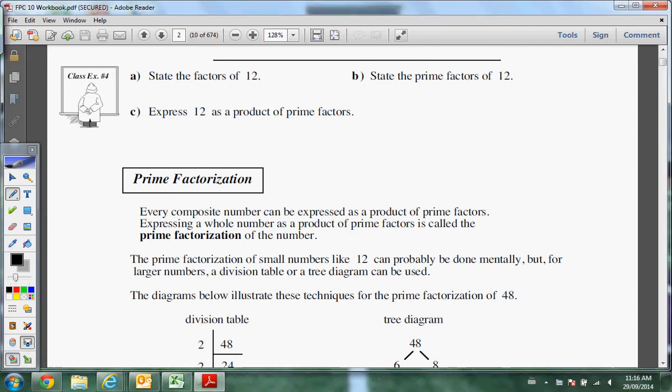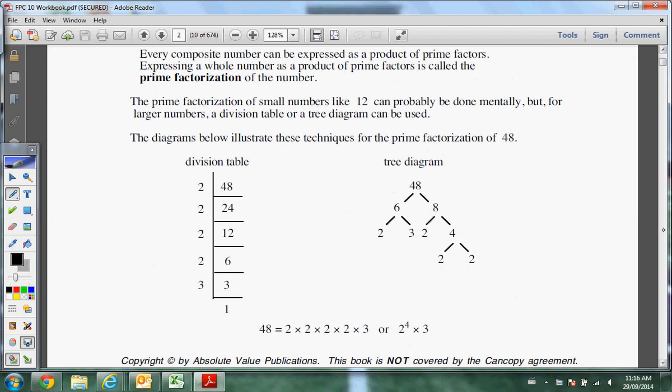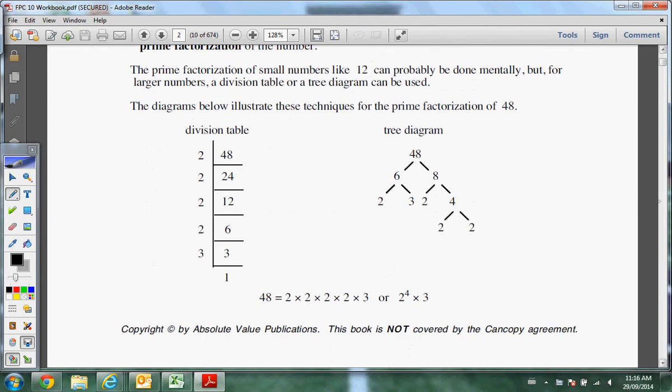Now looking at prime factorization here, there's two ways you can use prime factorization. You can do a division table where you take the number and then continually divide down by prime numbers, or you can do a tree diagram. Tree diagram takes a little more space, but I kind of like it better in terms of the visual. You're welcome to use either one. I'll probably use the table most of the time for the examples.